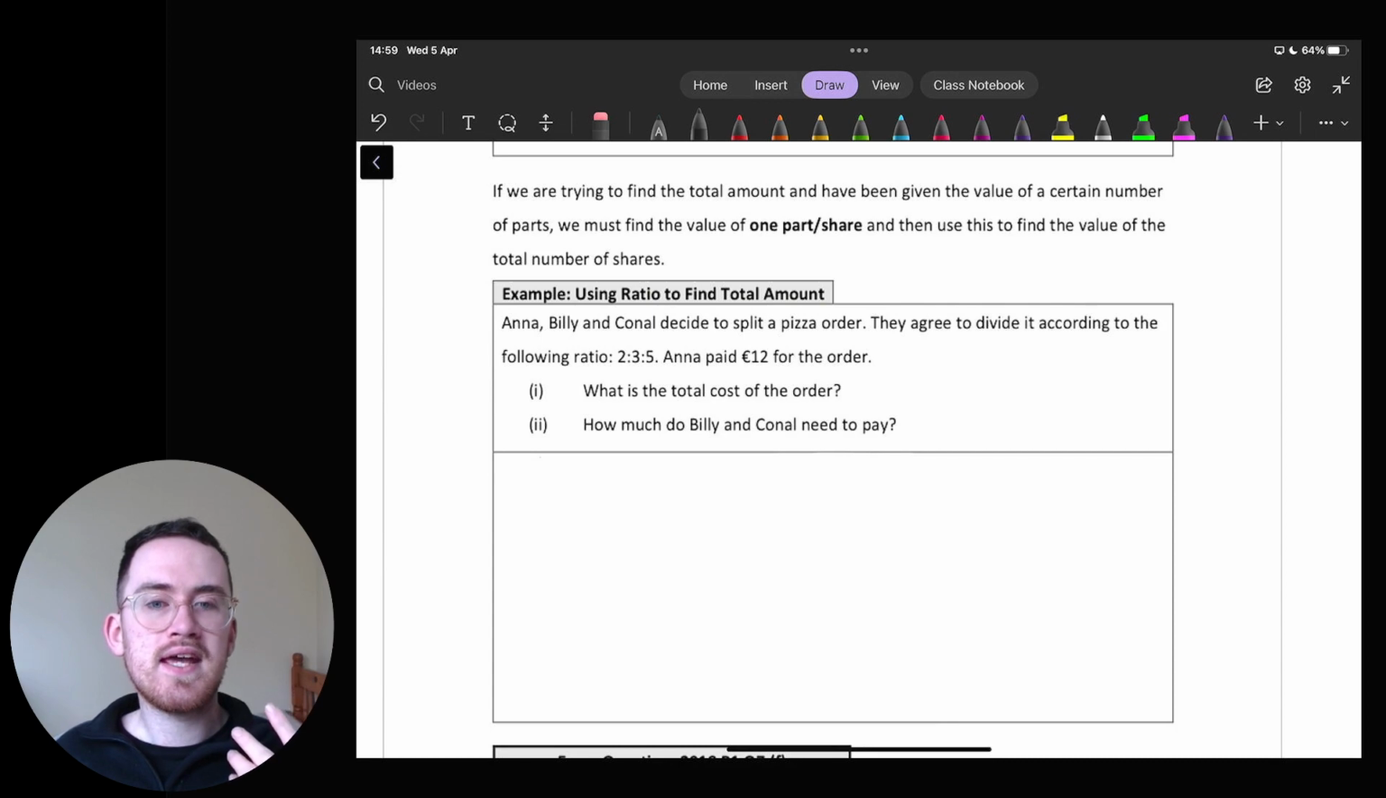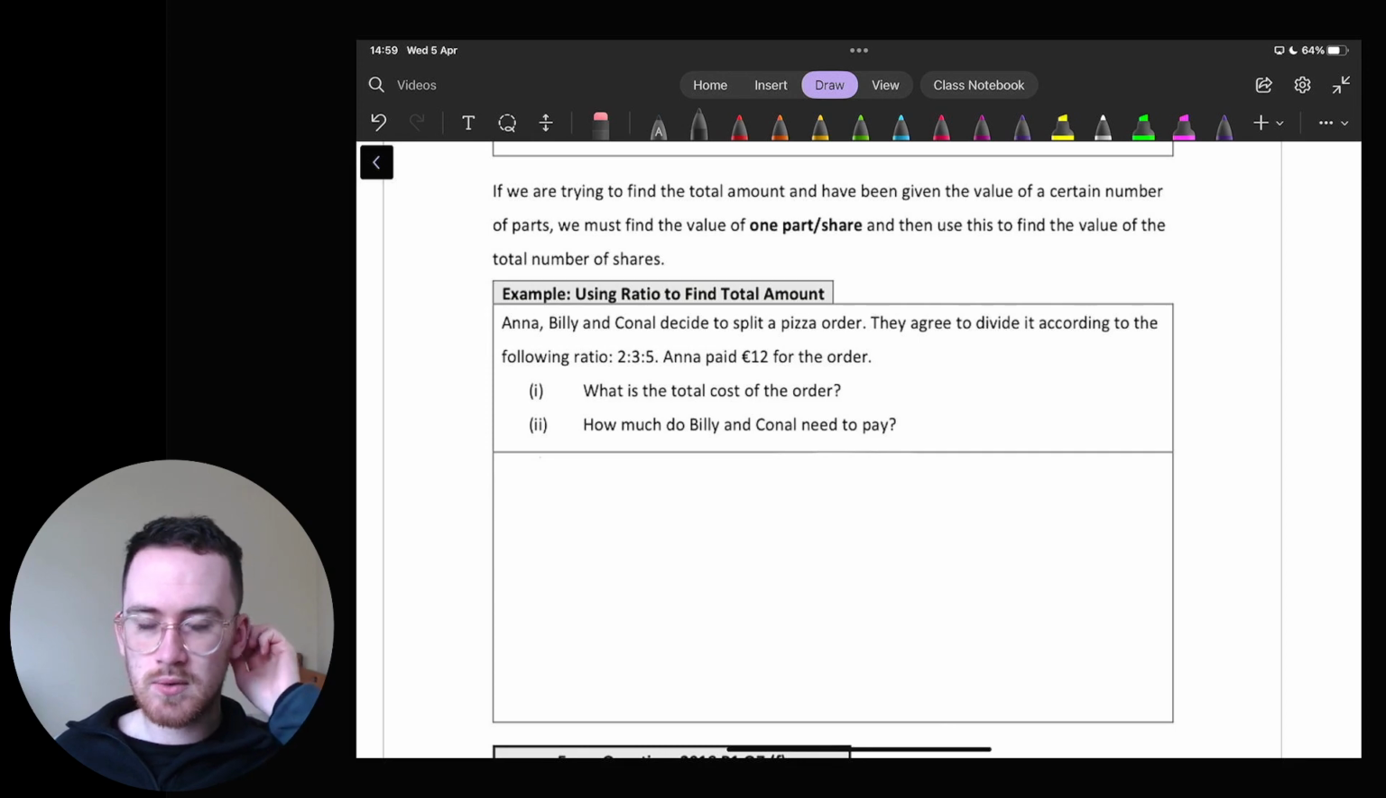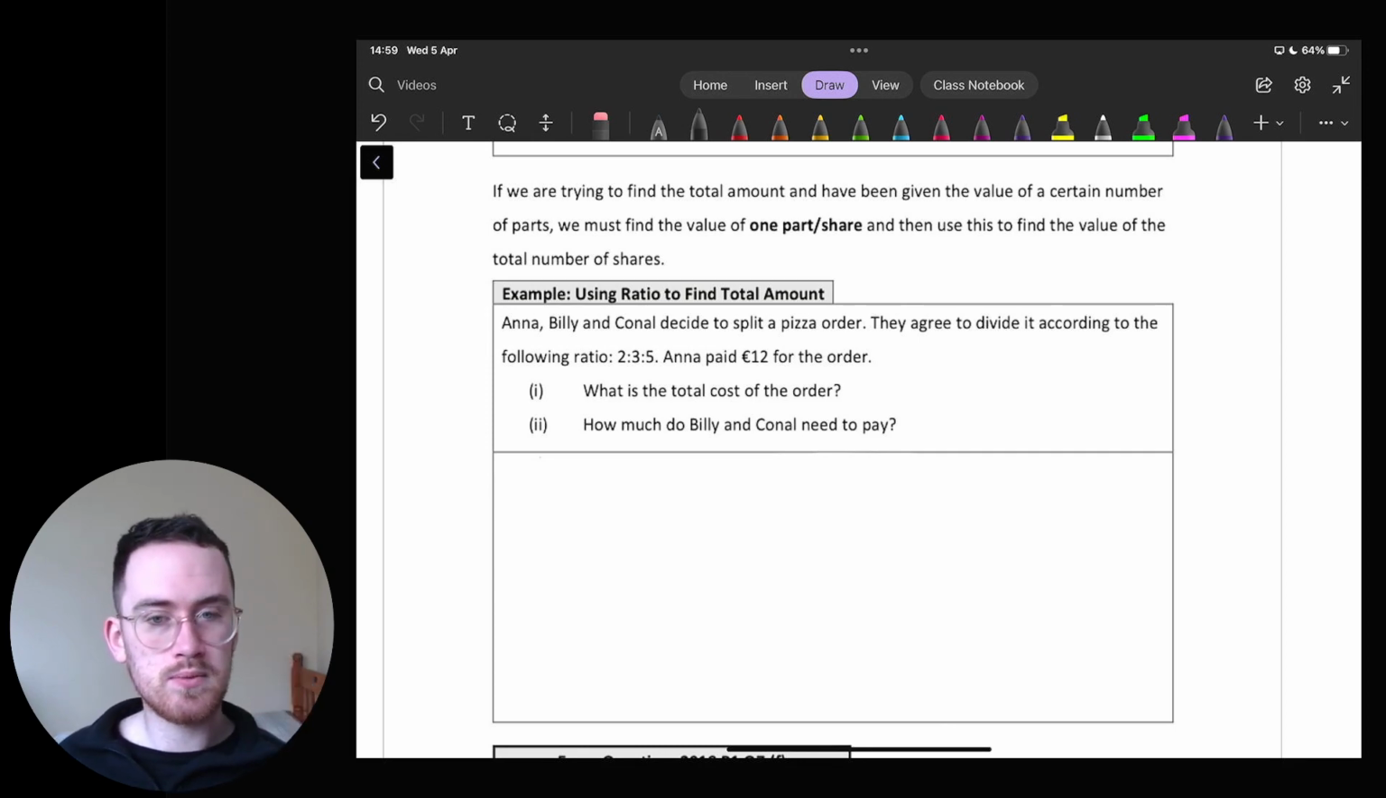Here it's going to be the case that maybe we're not given the total, but we're given what one person got, and what they got represented 4 parts, or 4/9 of the total amount, and we want to work out what that total amount was, what was 9/9. That's the kind of idea we're going for here.